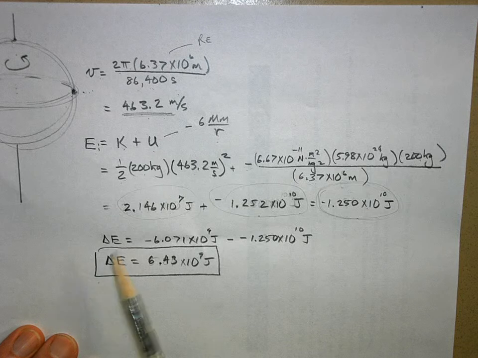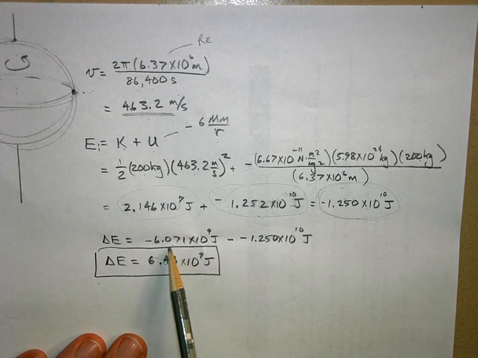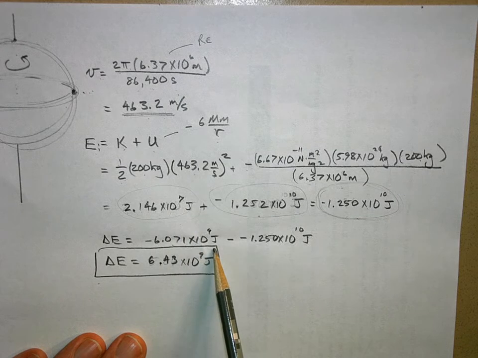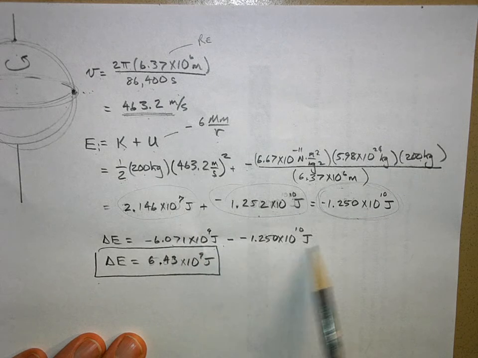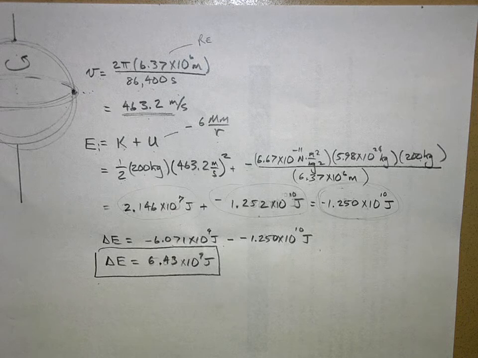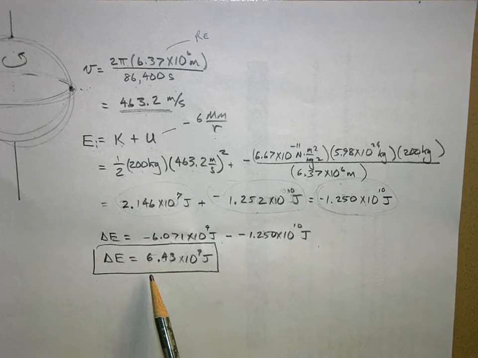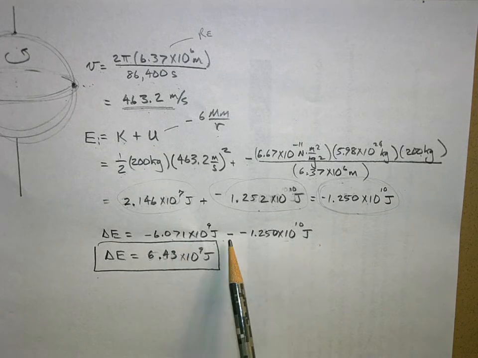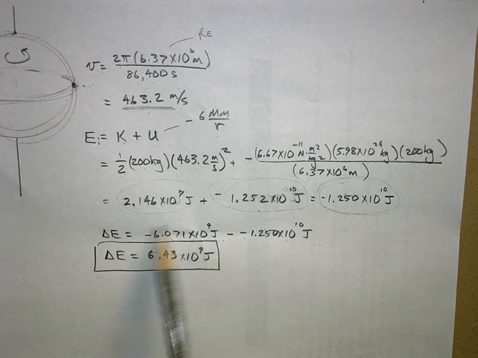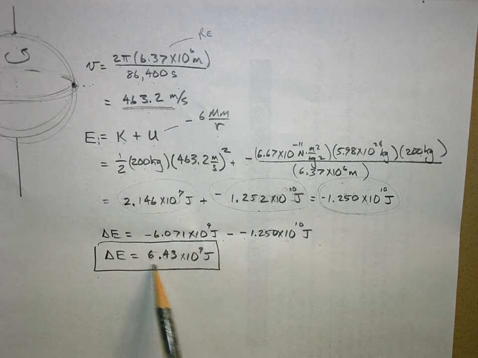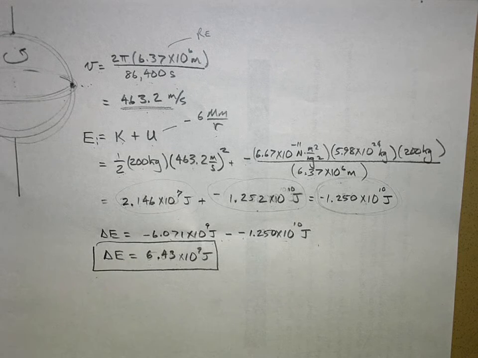So to figure out how much energy I need to add at a bare minimum, here's E final. This is the mechanical energy I have in orbit minus my mechanical energy I have on the Earth's surface. And now when I do the arithmetic here, I'm subtracting a greater negative number than this, so I get positive 6.43 times 10 to the 9 joules. This is at minimum. This is the minimum mechanical energy I need to add to my payload to get it up there.